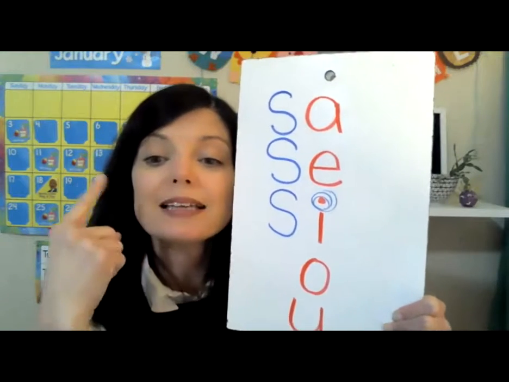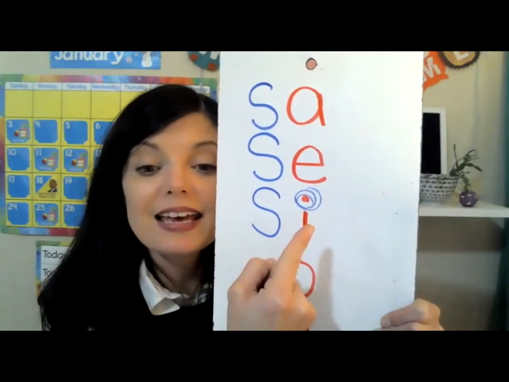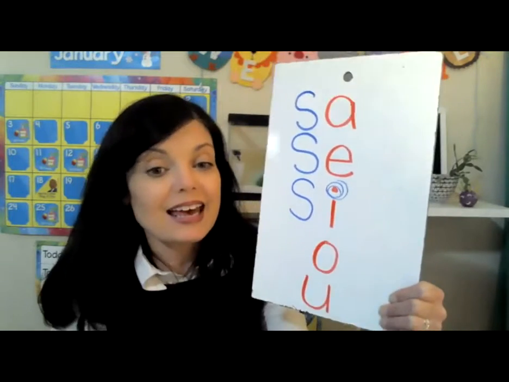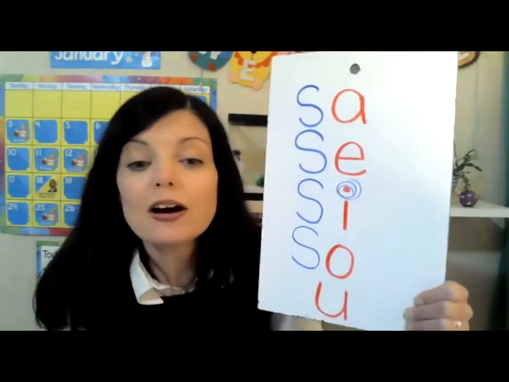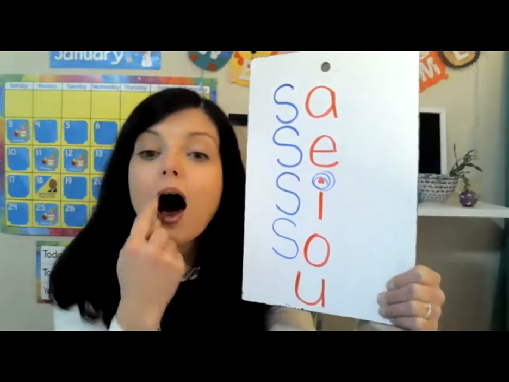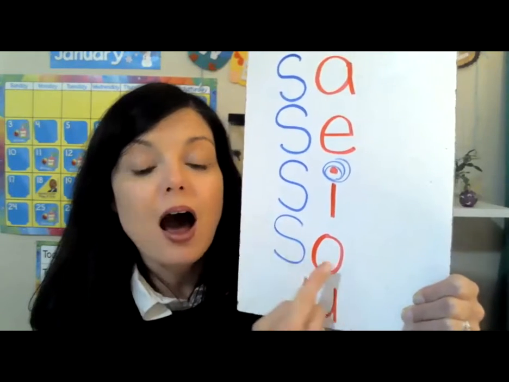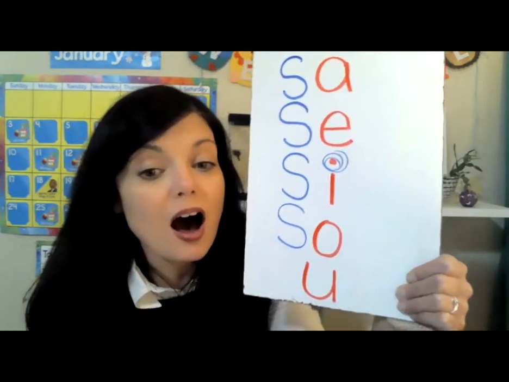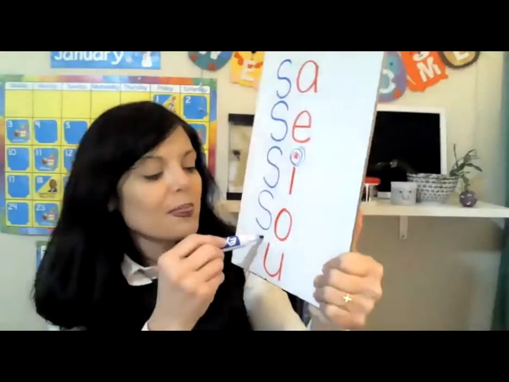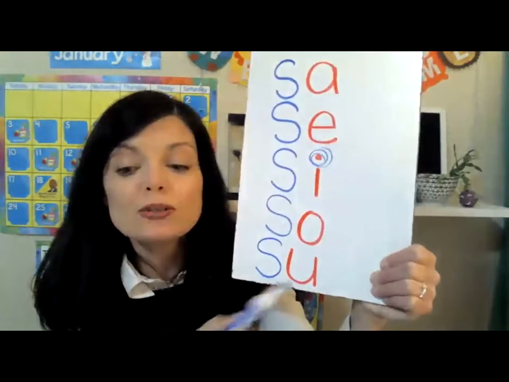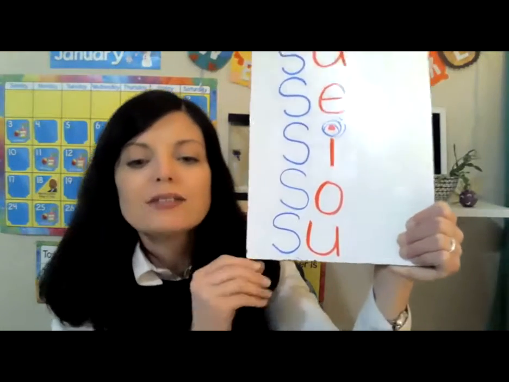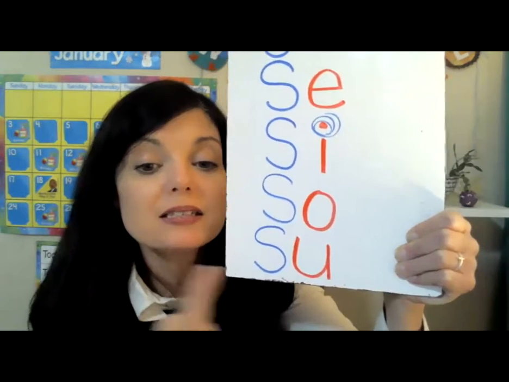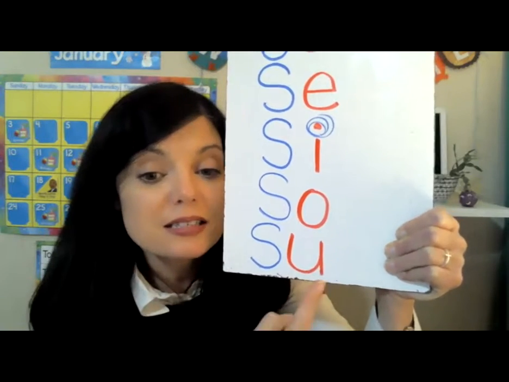So let's try to blend. Se, se. Two more. O says, ah. Here we go. Saw, saw, saw. Last one, U says, like when you have a tummy ache. Here we go. Saw, saw, saw.